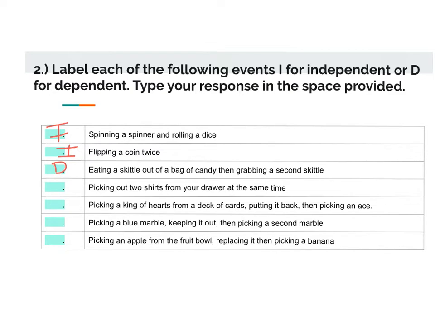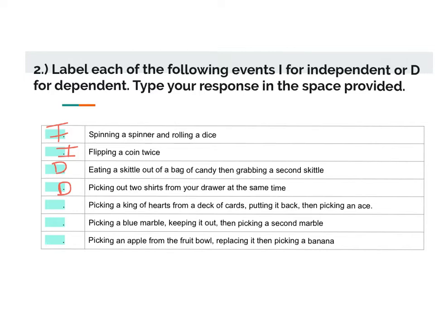Picking out two short shirts from your drawer at the same time. Remember, when you're picking them out at the same time, we treat those as dependent events because even though you're picking them out at the same time, whatever one of them is, you can't pick the same thing twice, so you have to count them as separate events where you left one out. So those would be dependent events.